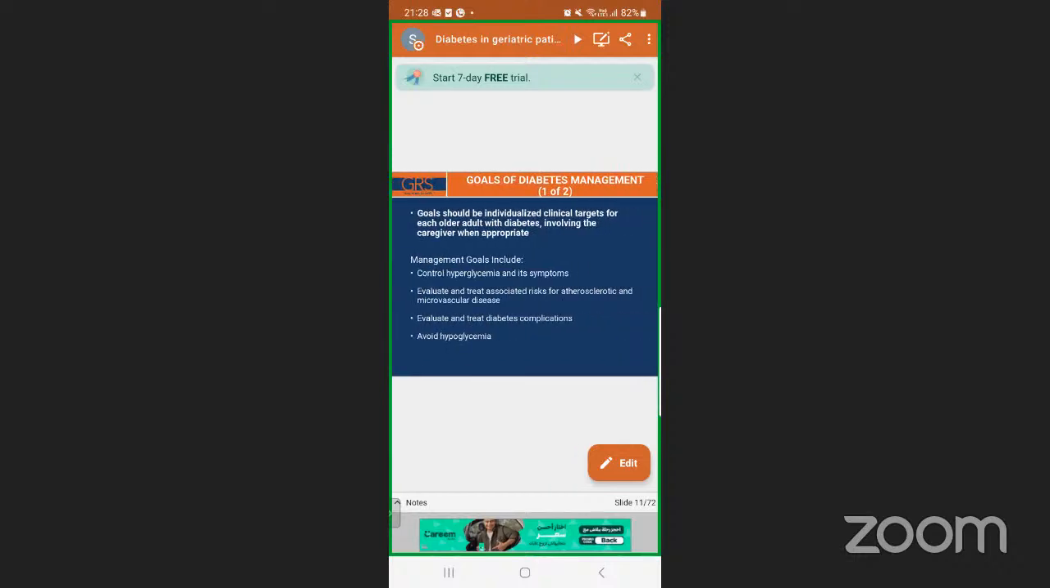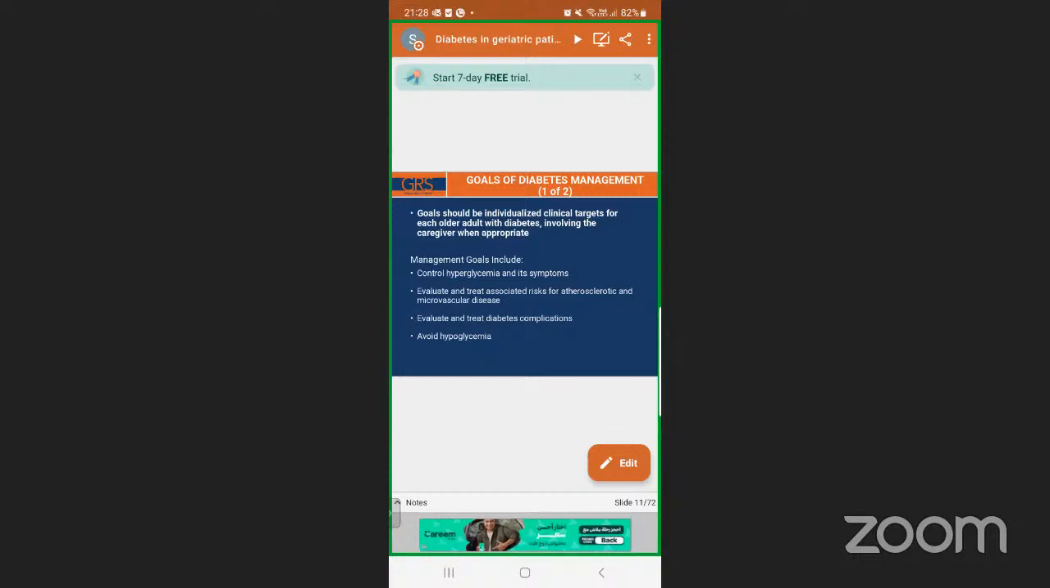What is the goal of diabetes mellitus management? Goals should be individualized clinical targets for each older adult with diabetes, involving the caregiver when appropriate. Management goals include controlling hyperglycemia and its symptoms, evaluating and treating associated risk for atherosclerotic and microvascular disease, evaluating and treating diabetes complications, and avoiding hypoglycemia.